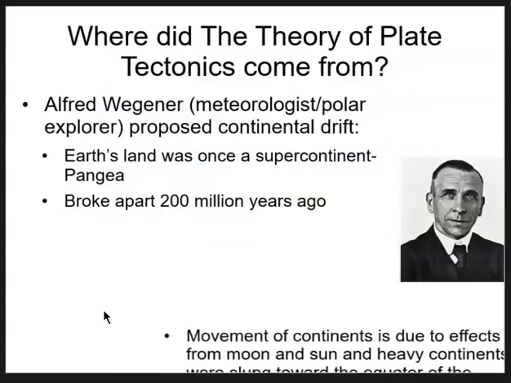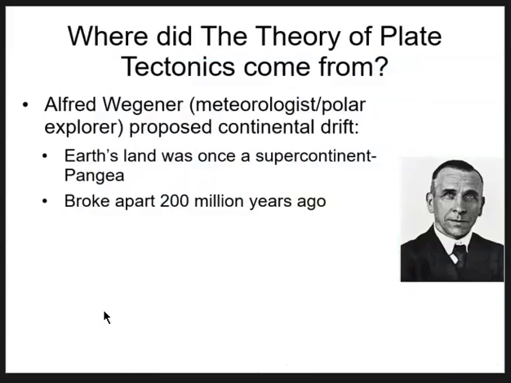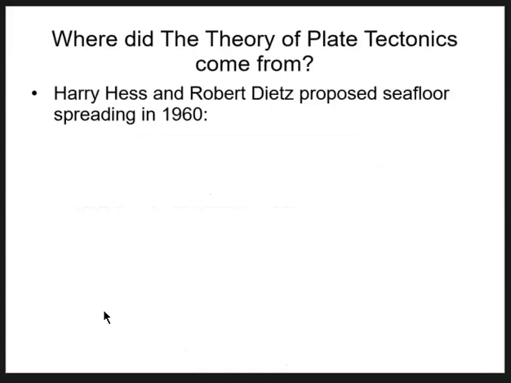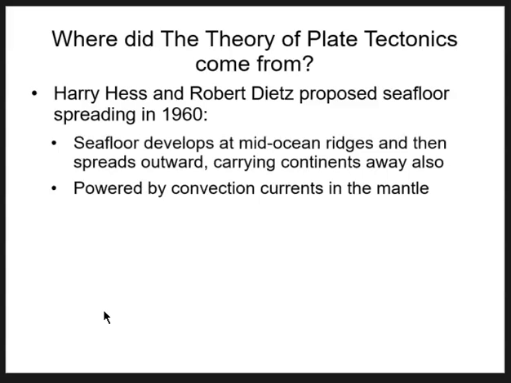Okay, so we get rid of all of that because it wasn't quite right. And scientists continued to look into how the continents were moving and how these different features were forming. So Harry Hess and Robert Dietz proposed seafloor spreading in 1960, saying that the seafloor develops at mid-ocean ridges and then spreads outward. That carries the continents away also, and it's powered by convection currents in the mantle.